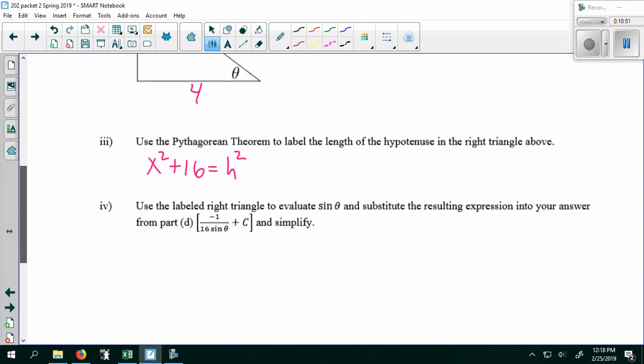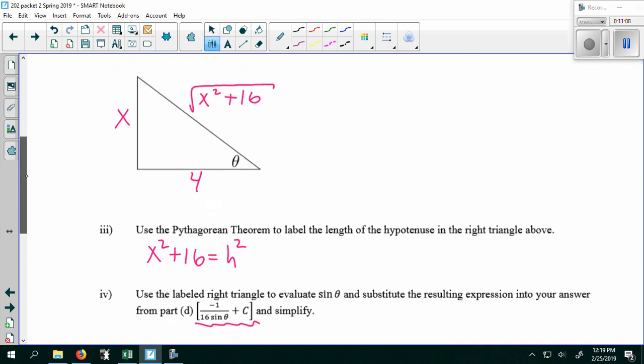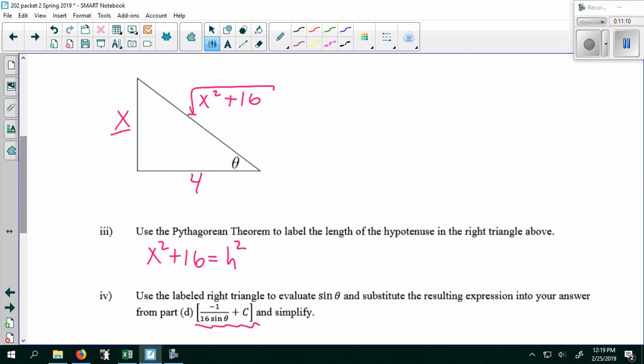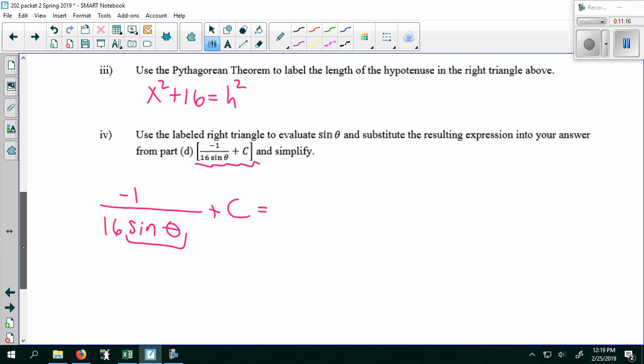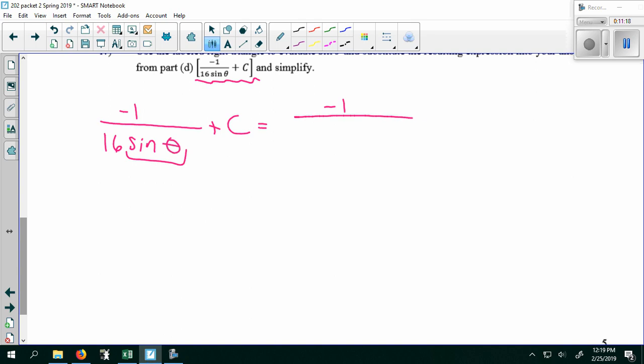Then I use that right triangle to evaluate the sine of theta in my antiderivative, right? So my antiderivative was -1 over 16 sine theta plus c. And then I'm just going to replace sine theta with the expression that is opposite over hypotenuse. Sine theta in a right triangle is opposite over hypotenuse. So this is going to be -1 over 16 times the opposite side is x. The hypotenuse is the square root of x squared plus 16 plus c.